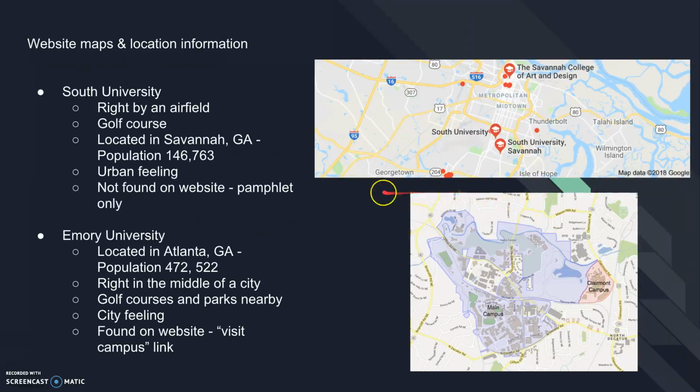For the website maps and location information, we can see that both of these schools have location data, but there is one that is harder to find than the other. South University does not provide any of the information that you see here. They do not even provide a campus map unless you request a pamphlet. Emory University, however, has a great amount of content in this area, as all of the information you see here is accessible via a campus visit link.